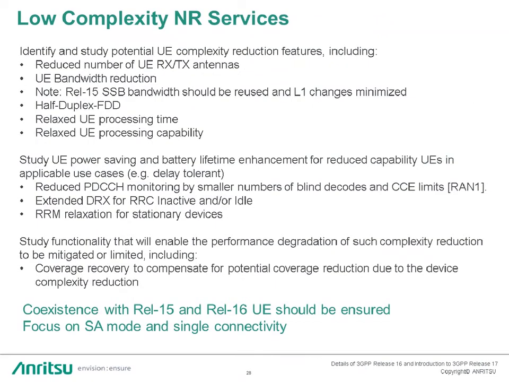So this slide is about the low complexity NR devices, where there have been a number of features introduced to achieve the NR Lite capability using release 17. So we can see there is focus on reduced number of UE RX, TX antennas, UE bandwidth reduction. Release 15 SSB bandwidth should be reused and L1 changes minimized for UE bandwidth reduction. Half duplex FDD, also relaxed UE processing time and UE processing capability.